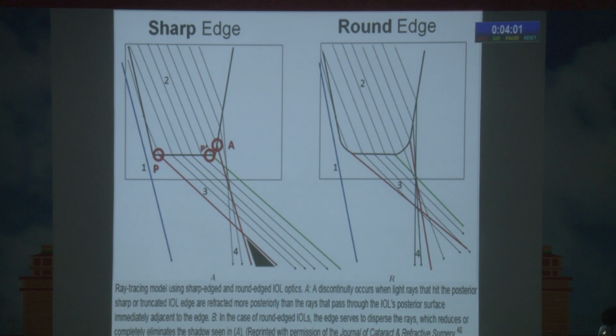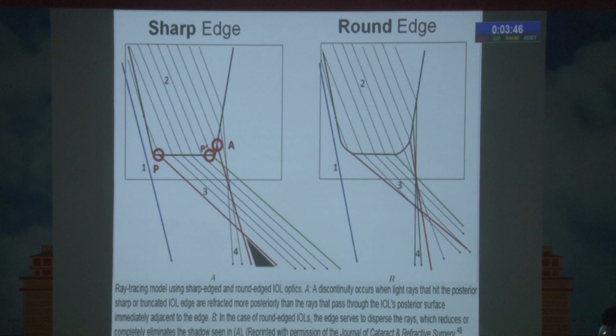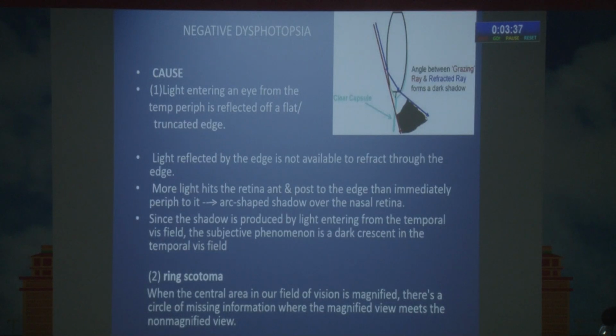Imagine from the sharp edge, light rays are reflected from the posterior surface of the IOL and the edge of the inferior edge of the IOL. So there is a scotoma between the maximally refracted rays from the posterior edge and from the inferior edge, and so there is 2.5 to 3 degrees of this shadow which is not illuminated by the light rays, which causes negative dysphotopsia. So in the literature, three types of causes have been listed.